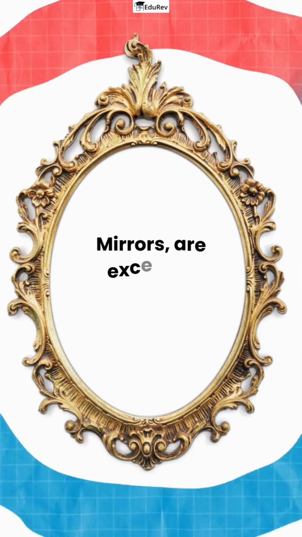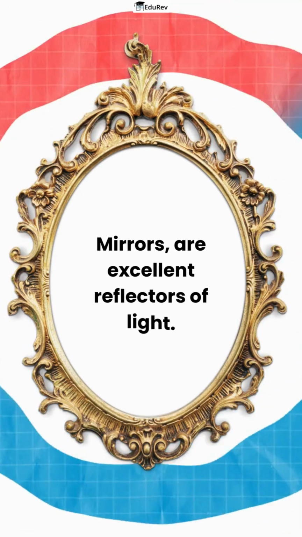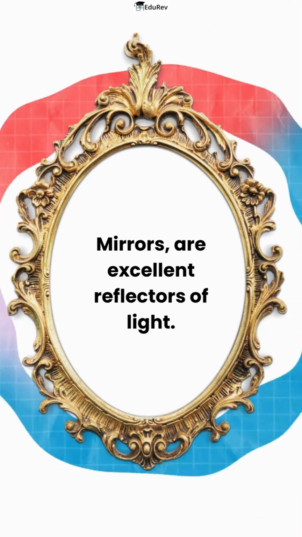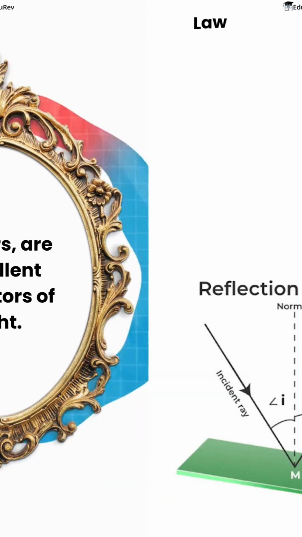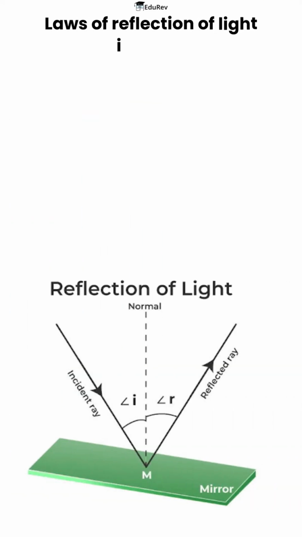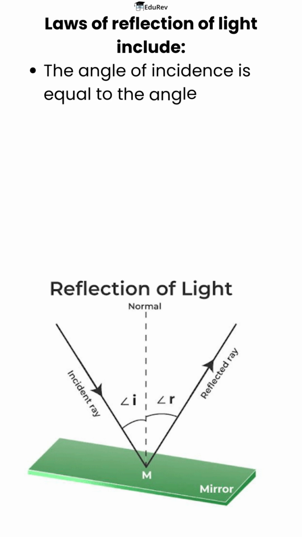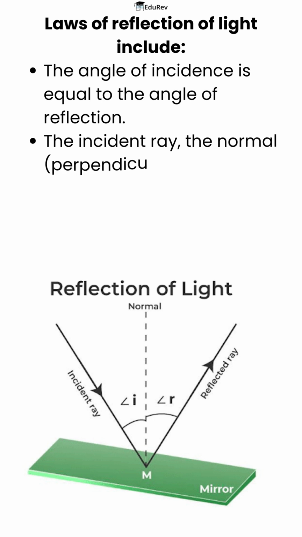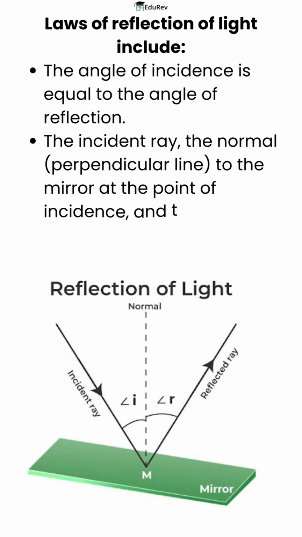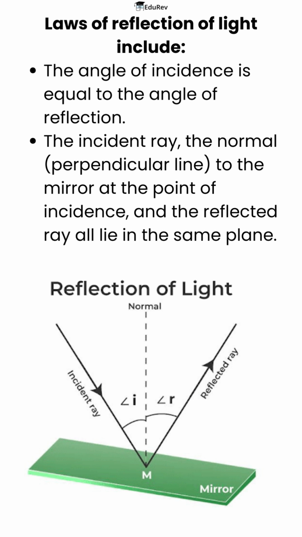Highly polished surfaces, like mirrors, are excellent reflectors of light and can reflect most of the incident light. The laws of reflection of light include: the angle of incidence is equal to the angle of reflection. The incident ray, the normal (perpendicular line) to the mirror at the point of incidence, and the reflected ray all lie in the same plane. These laws apply to all types of reflecting surfaces.